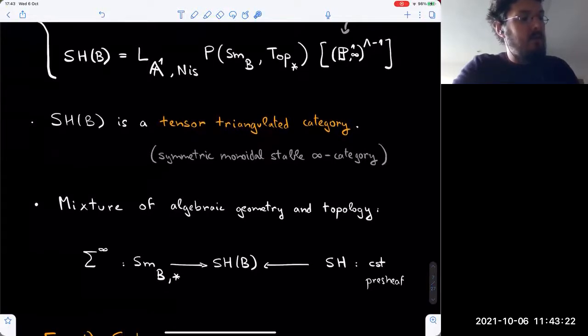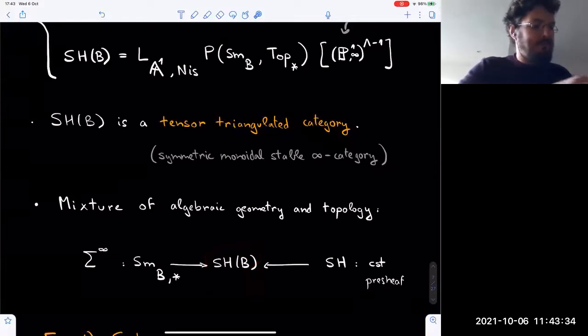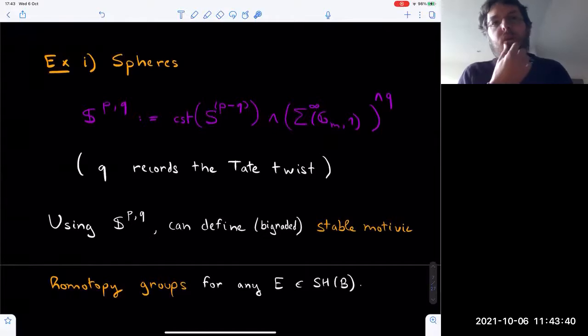So this is the way that the algebraic geometry over B is sent into this category. But on the other hand, you can take any spectrum in SH, and you can take the constant pre-sheaf of spectra, and that also gives you objects there. So you get this mixture. So let's look at some examples of things that you can construct in this way.